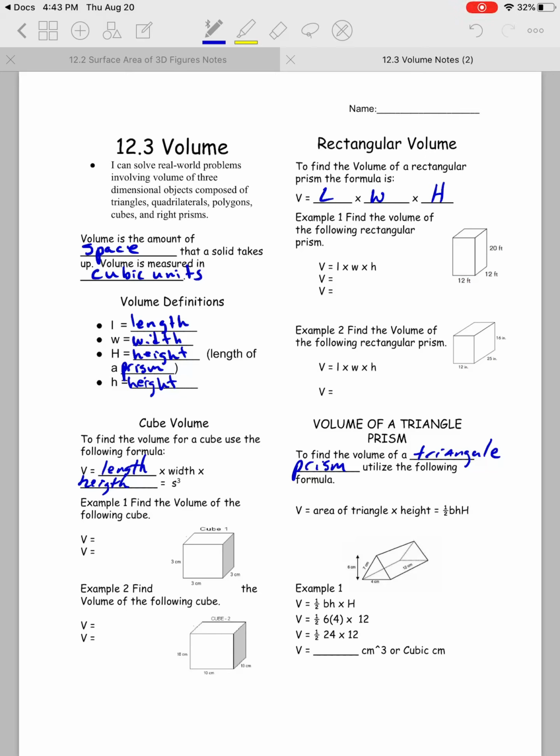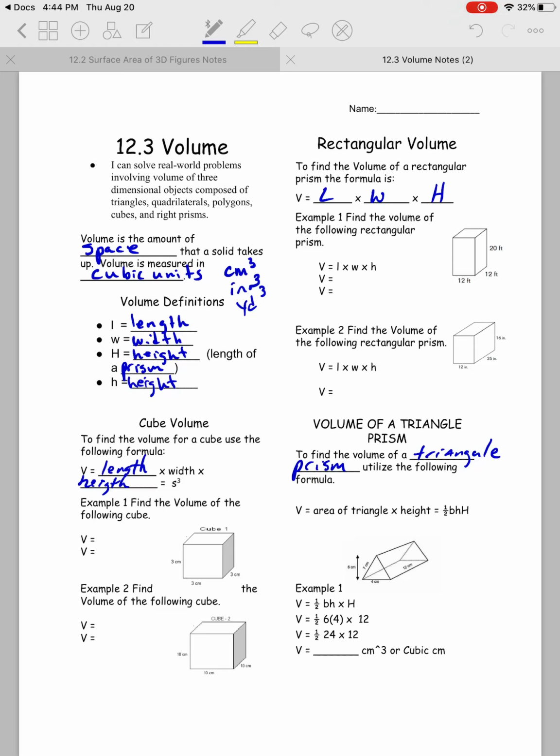Hey folks, let's talk about 12.3 volume. So previous assignment was surface area. Today we're going to talk about volume. Volume is the amount of space that a solid takes up. That volume is measured in cubic units such as centimeters cubed, inches cubed, yards cubed. It has the little 3 exponent instead of the 2.